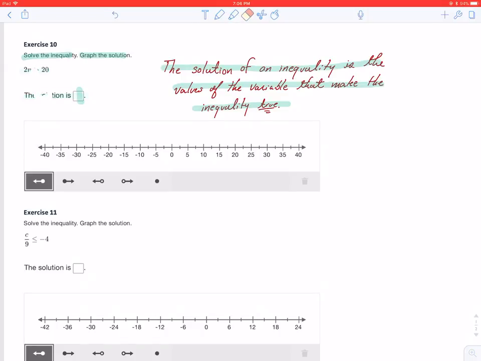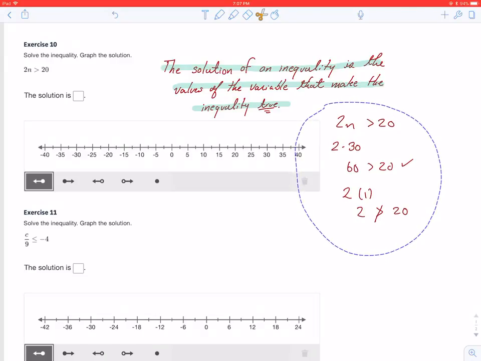So I've written here, the solution of an inequality is the values of the variable that make the inequality true. Because as we've talked about, n in this case can represent any number. So n could be anything from negative infinity to positive infinity. However, there are only certain numbers that we can substitute for n that are going to give us a true statement. For example, 2n greater than 20, if I decided to plug in, let's say, 30, that'd be 2 times 30 is 60, and 60 is indeed greater than 20. That is a true statement. But if I decided to plug in 1, 2 times 1 is 2, which is not greater than 20.